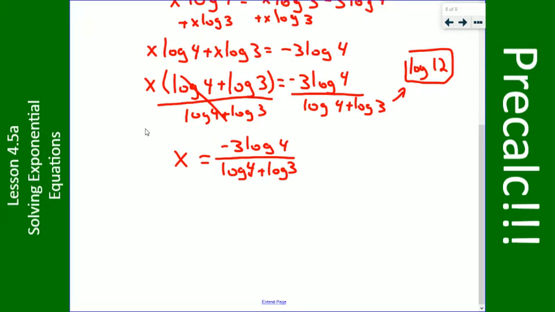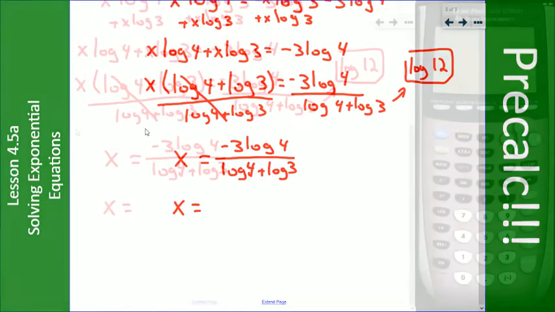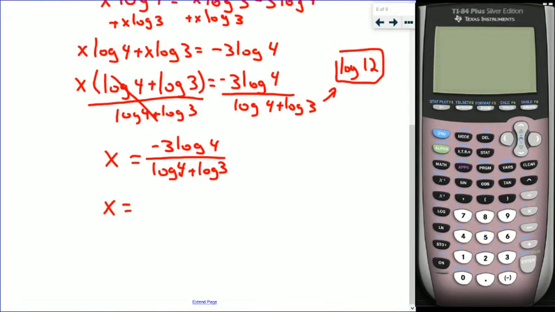So from here, it's some calculator work, so let's see what this number is. Oh, wake up, calculator. There you are. Okay, we have our numerator, negative 3 times log base 10 of 4. Close the parentheses for our logarithm, and then close the parentheses for our numerator, divided by our denominator, which is log base 10 of 4 plus log base 10 of 3. Once we have those, close our denominator up, and then hit the old enter key.